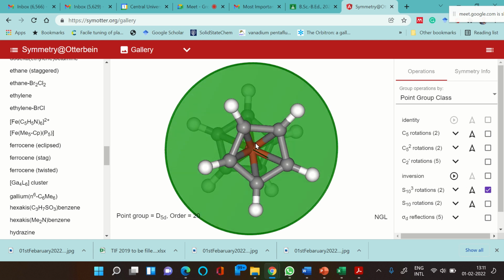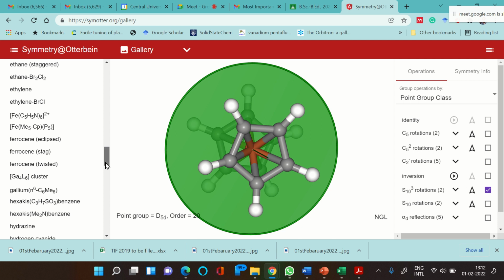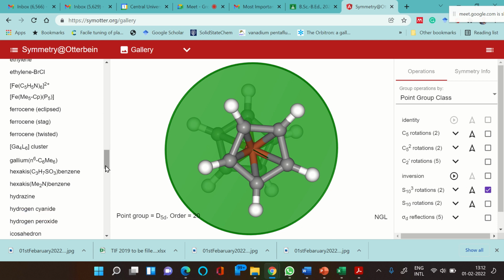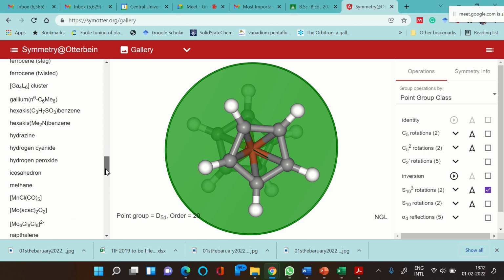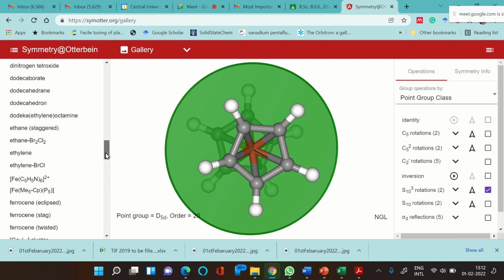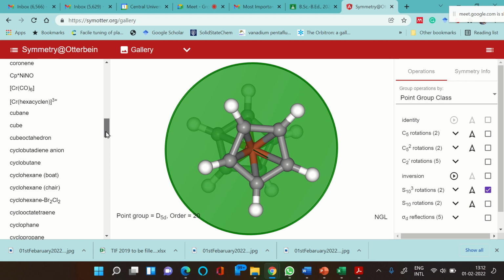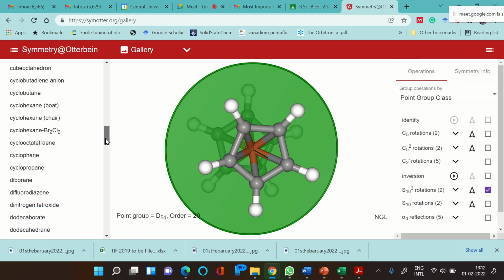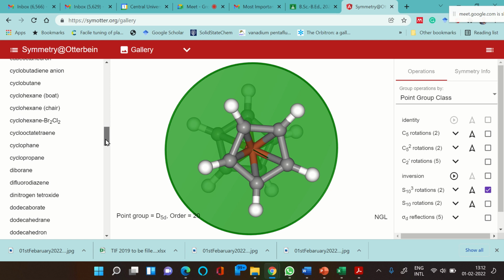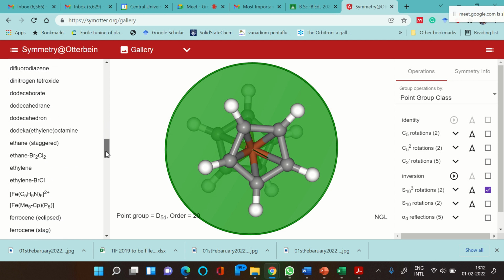So you should be able to analyze both situations. Similarly, you will have staggered ethane and eclipsed ethane, so you will be able to analyze those situations. Benzene hexakis, dibenzene chromium, one is dichromium benzene.